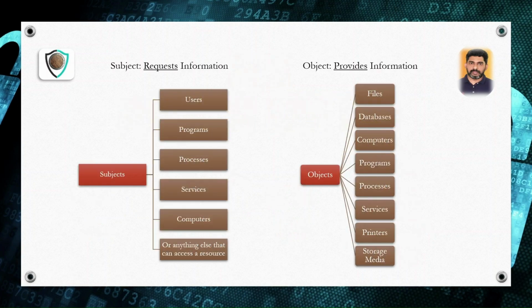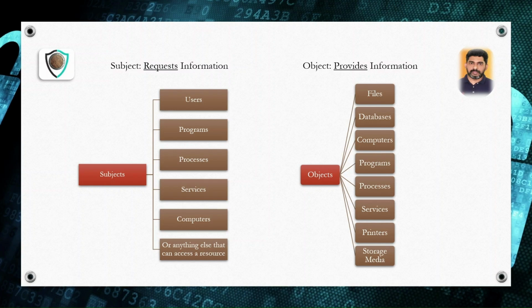Now, what is given in this slide is a few examples of subjects and objects. How do we differentiate between a subject and an object? Subject will request information and object will provide information. Typically subjects are users, programs, processes, services, computers, etc. And objects are files, databases, again computers, programs, processes, services, etc. So you can see that certain things like programs, processes, services, computers are classified as both subject and object.